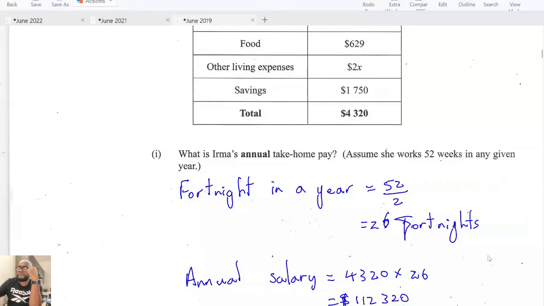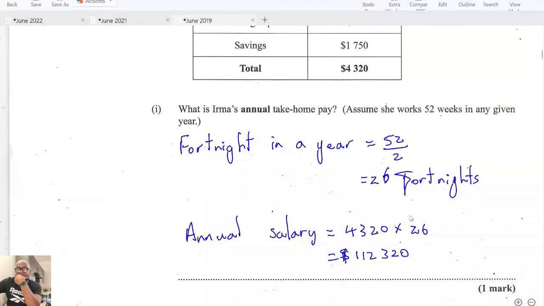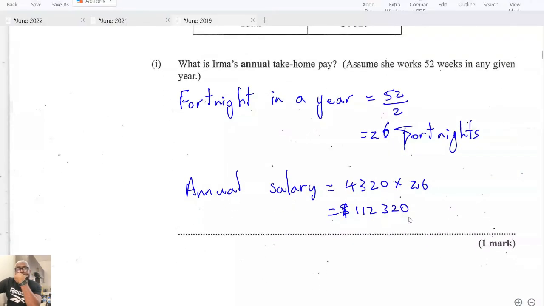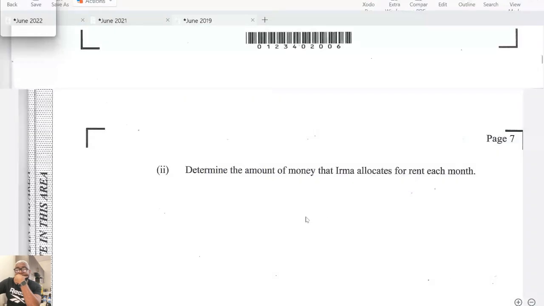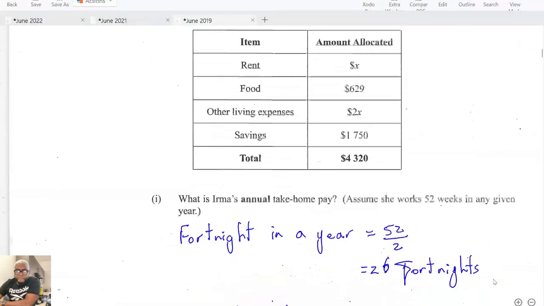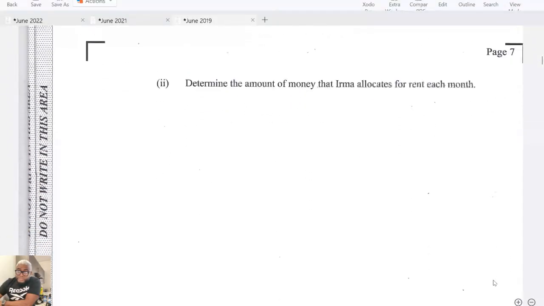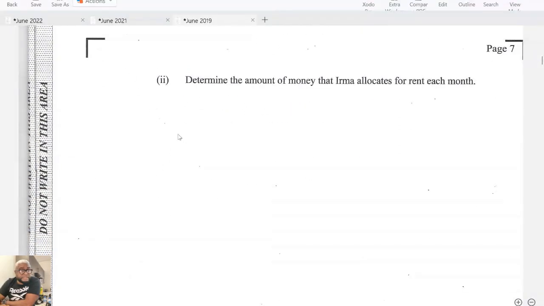Perfect. Let's call this question food. I see why it's 1 mark now. Yeah, it's 1 mark. Determine the amount of money that Irma allocates for rent each month. Right? Determine the amount. I hope we all proceeded to form your equation. Can somebody tell me how this equation is? Look, we have to form an equation.